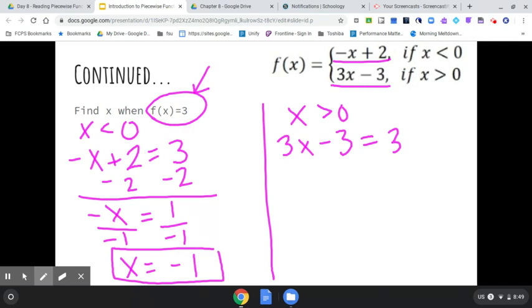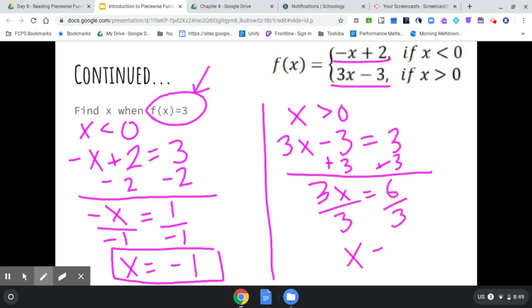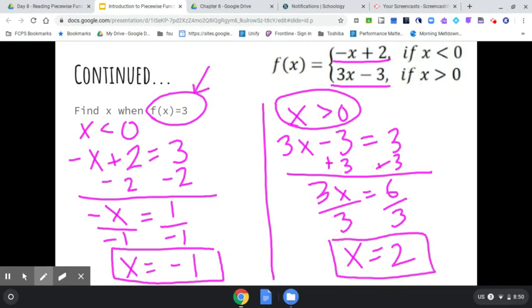My second equation, adding 3 to both sides. 3x equals 6. Divide both sides by 3, so x equals 2. Checking my domain, is x greater than 0? Yes, 2 is greater than 0. So another solution is x equals 2. So this one has two solutions.